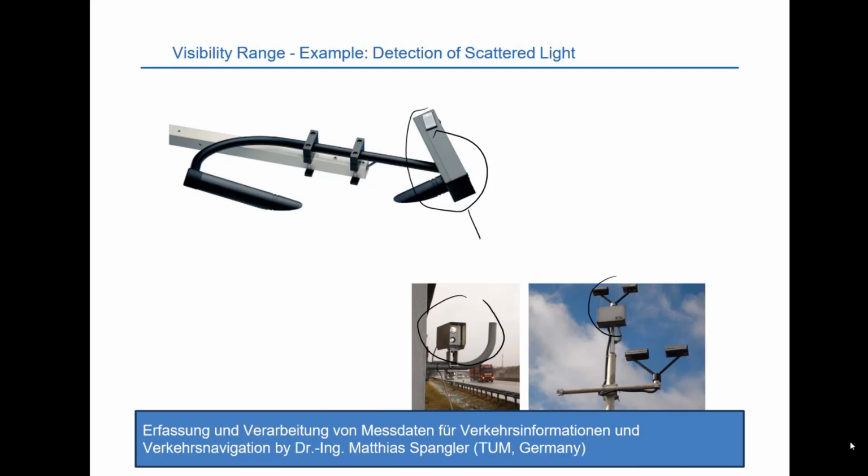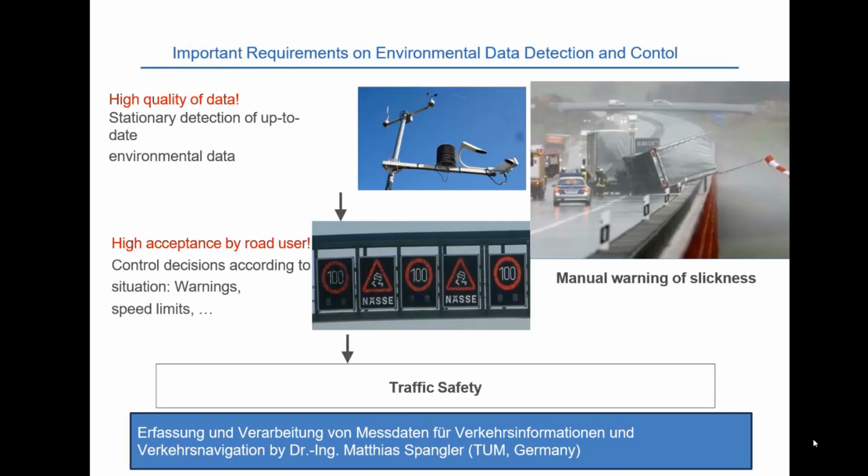And then we have, of course, the scattered light intensity, which is directly converted to the standard visibility range while using different algorithms. So what kind of important requirement do we require to ensure, or what kind of environmental data and control do we actually require to ensure traffic safety?